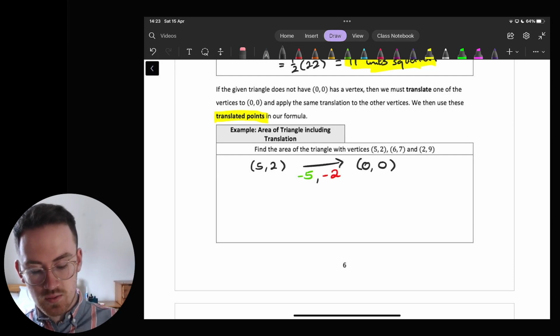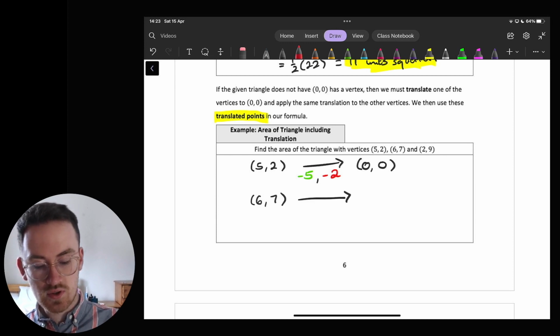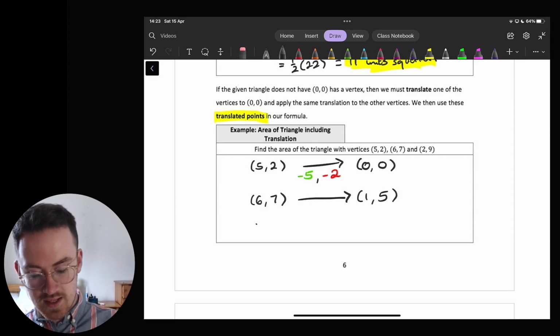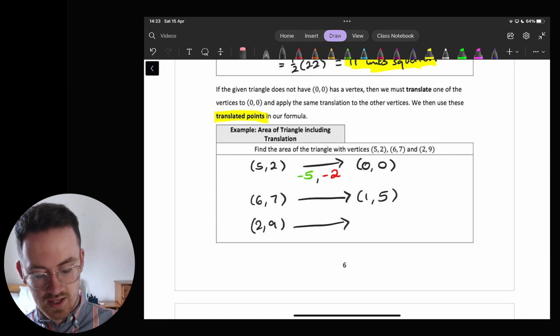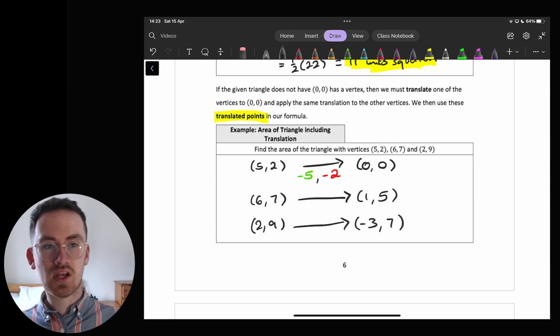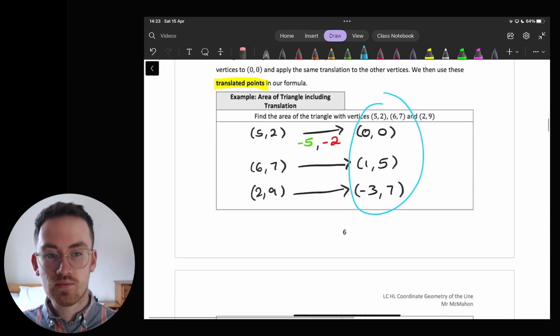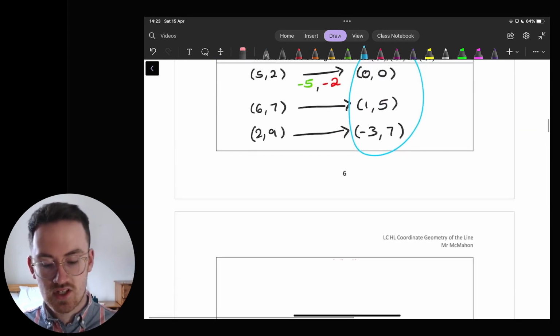What we're going to do then is apply the same thing to the other points. So if I take away 5 from the x coordinate, that's going to leave me with 1. If I take away 2 from the y coordinate, that will leave me with 5. So the same translation. Same thing goes for 2, 9 then. If I move that one the same way, taking away 5, so 2 minus 5 gives me minus 3, and 7. So these are my new points, and these are the points I'm going to use now in my formula, rather than the ones that I had originally.